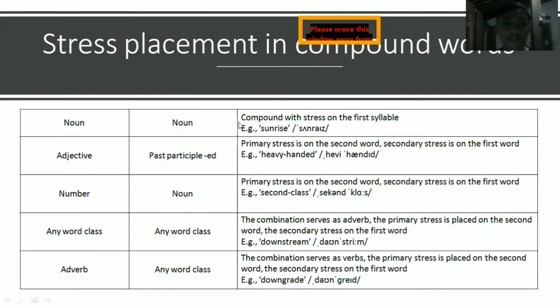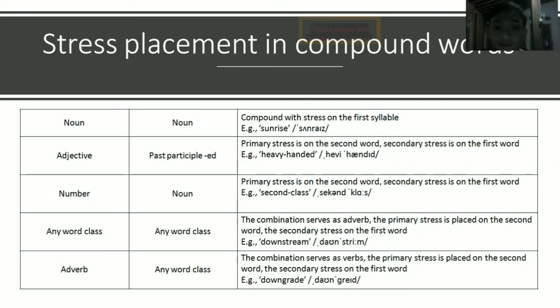Okay, as we can see, in stress placement in compound words, the first is noun plus noun, where the stressed syllable is on the first syllable. As you can see in the word sunrise, there's a small mark that is the stress symbol, and after that we can just pronounce the word sunrise. And then the next example is adjective plus past participle.